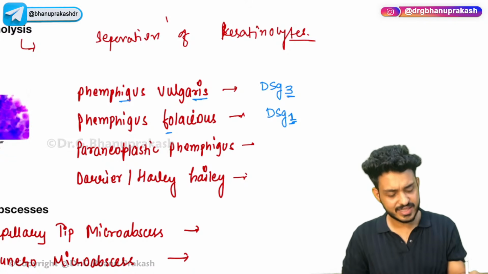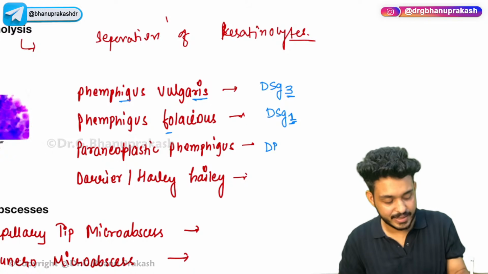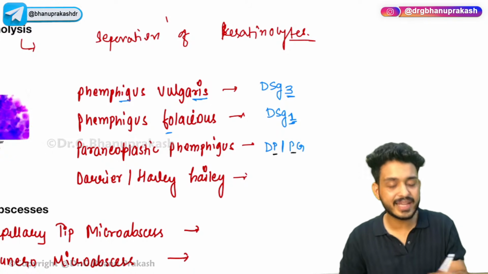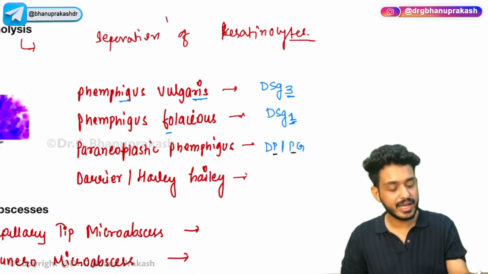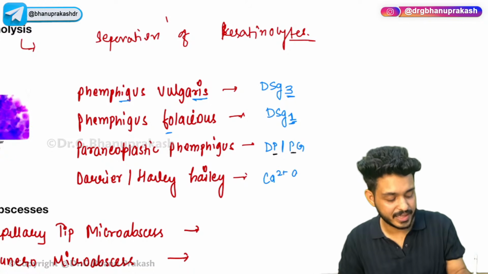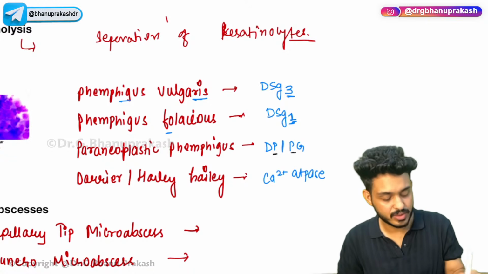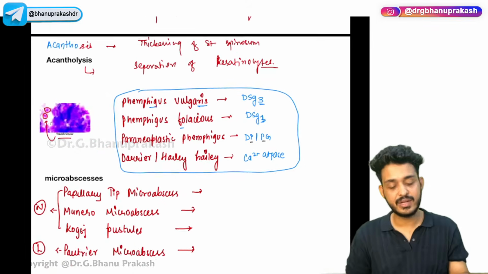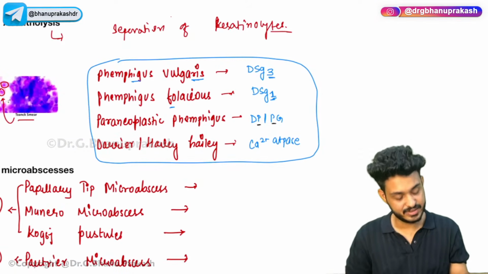And paraneoplastic pemphigus, just remember P, desmoplakin or plakoglobin. Just remember this P, desmoplakin or plakoglobin, okay. And then we are having these benign diseases. These are due to calcium ATPase, okay. So this is the most important table from this particular slide. You have to remember this as it is, okay.